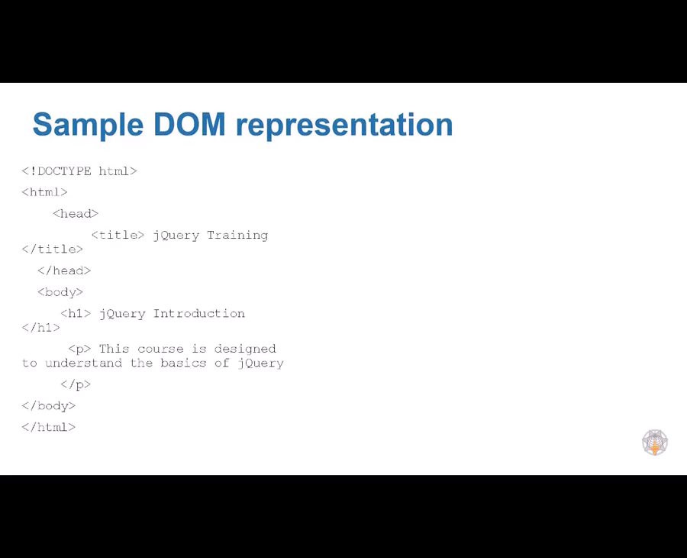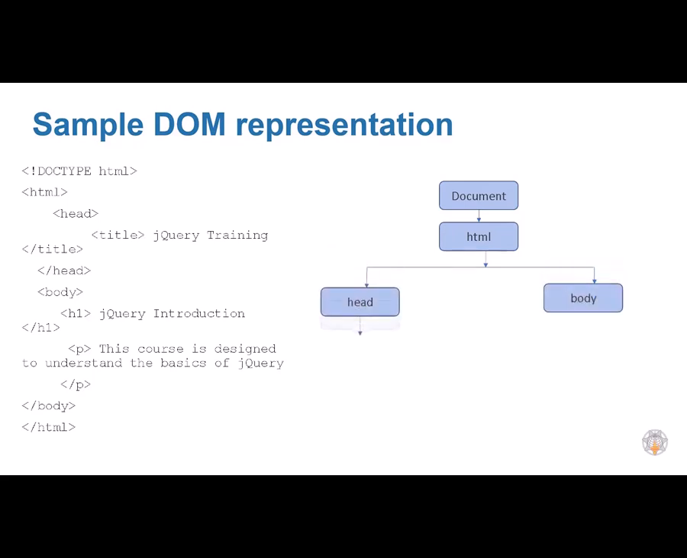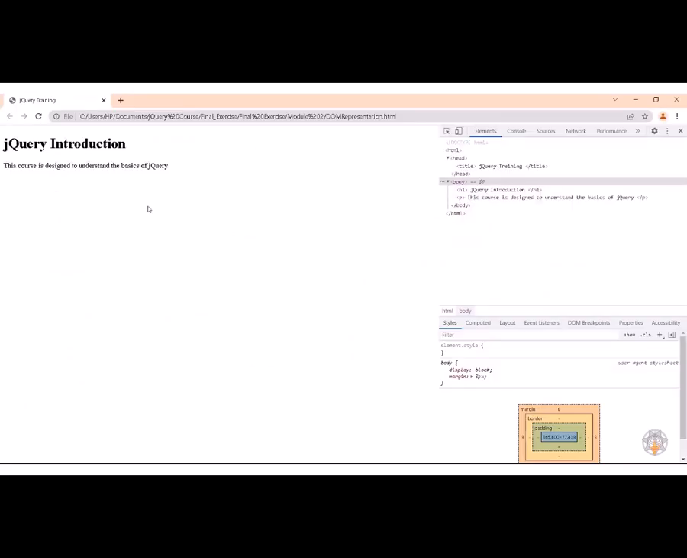This is a sample program written in HTML. The same program is represented in a DOM structure. Here, all the HTML tags are represented in a tree-like structure. The elements become the ancestor, the parent, siblings to each other. This is the HTML representation of the code in the browser. On the right hand side, if you see, the elements are represented in a tree-like structure. This is the DOM representation of the HTML web page.